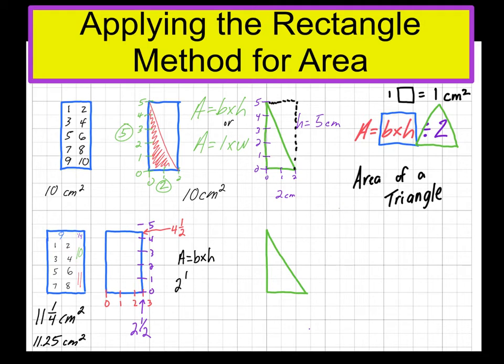So we do 2.5 times 4.5 equals a question mark. Does equal the same 11 1/4 or 11.25 centimeters squared. Don't forget, we need our centimeters squared for our label for our area problem.